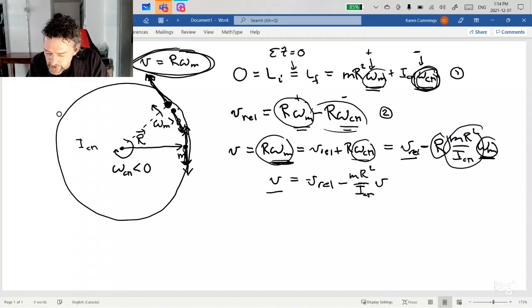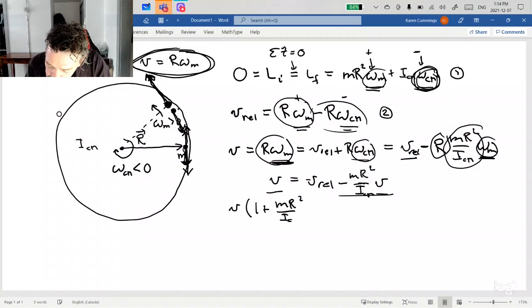So now here's v and here's v, and we have one equation and one unknown for what we're looking for. So we just collect the terms multiplying v. On the left-hand side, there's a 1, and then we take the thing on the right-hand side over to the left-hand side. So that becomes 1 plus mr squared over ICM times v is equal to v rel.